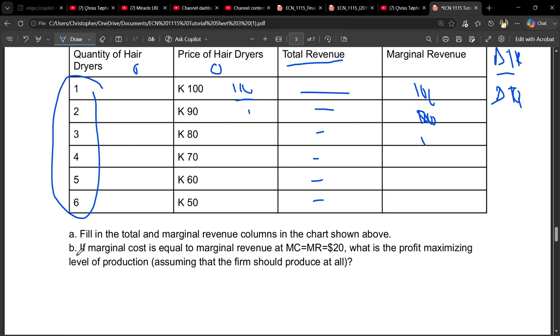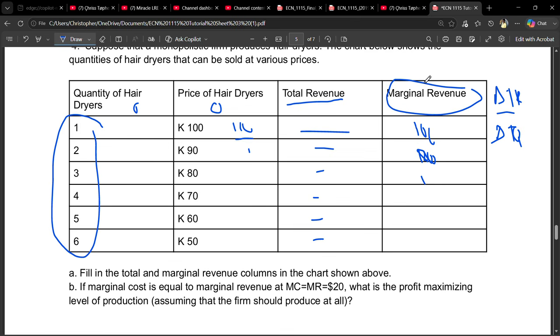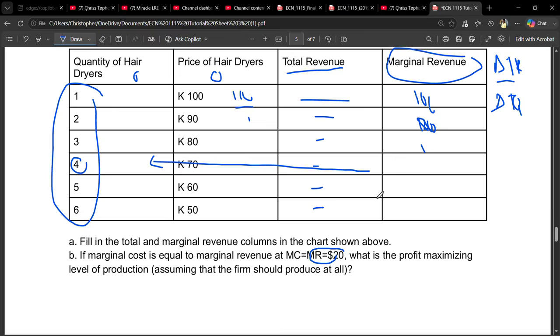Then part B says, if marginal cost is equal to marginal revenue at 20, what is the profit maximizing level of production? Since we have marginal revenue here, you just have to find the point where marginal revenue is 20. Then you look across to the other side, and your quantity is your answer, because that is what they are looking for. Try to find that as well.